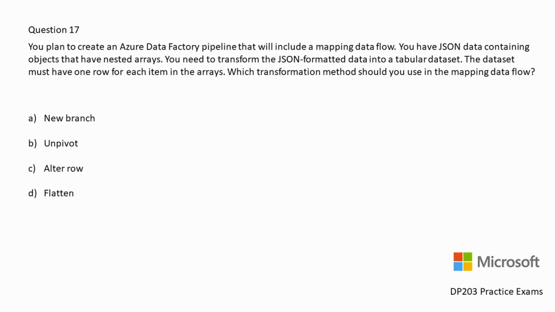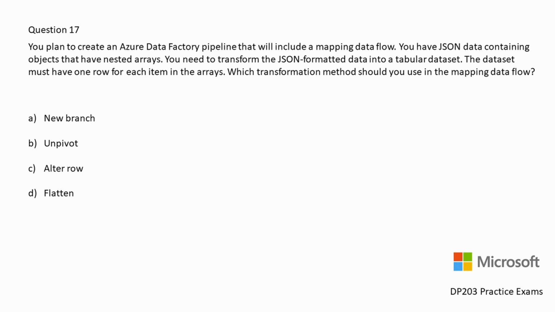Question 17. You plan to create an Azure Data Factory pipeline that will include a mapping data flow. You have JSON data containing objects that have nested arrays. You need to transform the JSON formatted data into a tabular dataset. The dataset must have one row for each item in the arrays. Which transformation method should you use in the mapping data flow? A. New branch, B. Unpivot, C. Alter row, D. Flatten. The question is about data flow transformations.